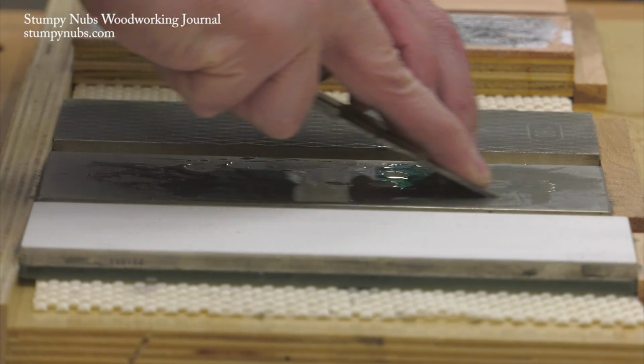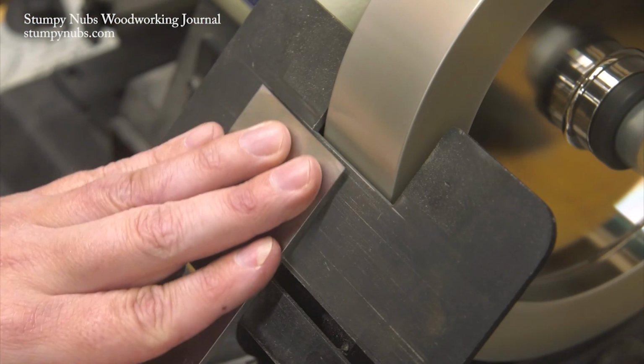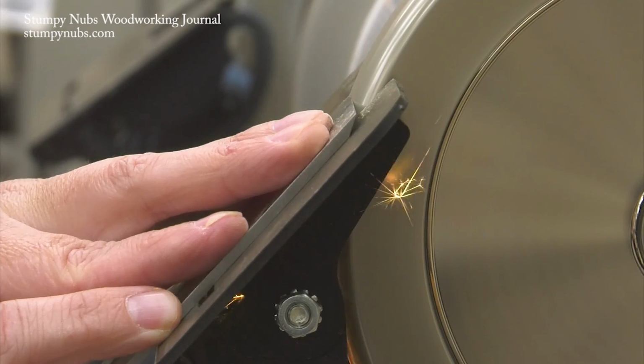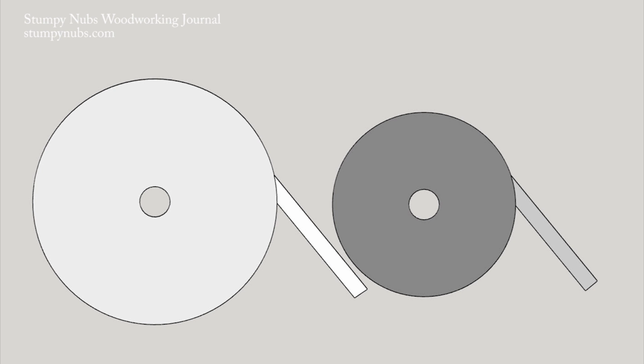If you sharpen a tool on a flat stone, the bevel will be flat. But if you grind your tool on a machine with a wheel, such as this CBN wheel on a bench grinder, the bevel will take on the shape of the wheel. So this creates a hollow or concave surface.